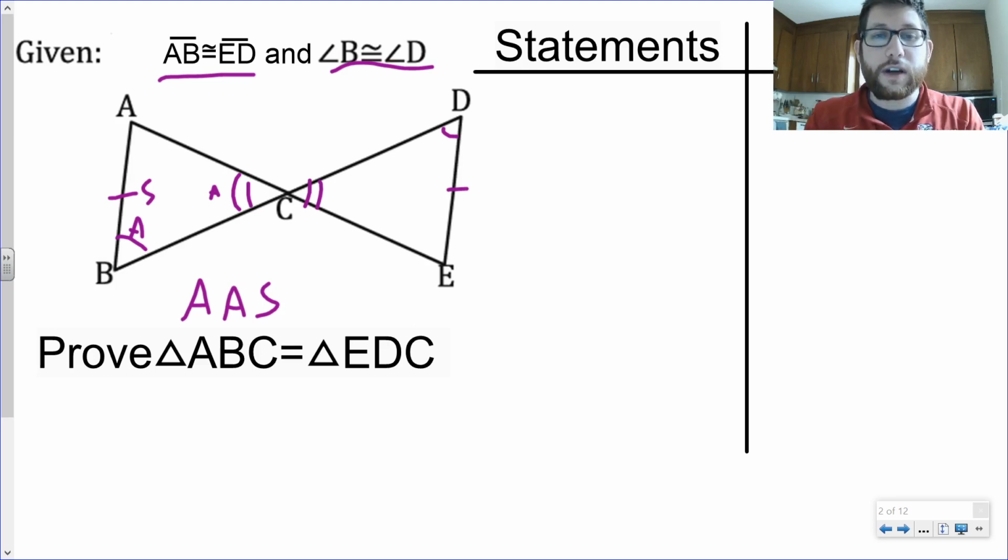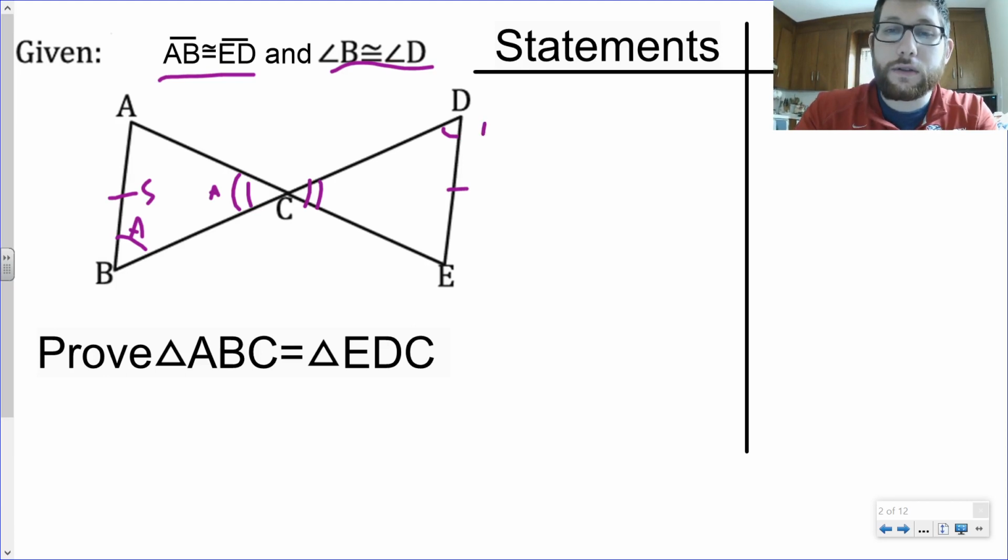So in our case, we're not trying to prove somebody's a murderer. What we're trying to prove is that these triangles are congruent. So let me show you what we do. The first thing you want to do in any proof is list the given statements. Now on the left side, we're going to state a fact, and the right side is going to tell us why we're allowed to state this fact. So let's start with our first given statement.